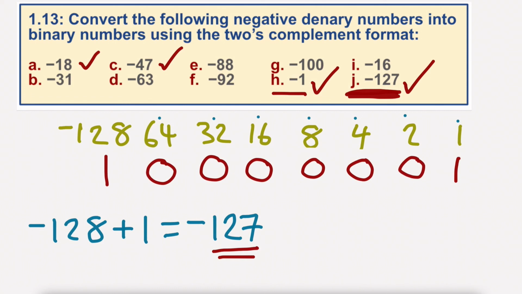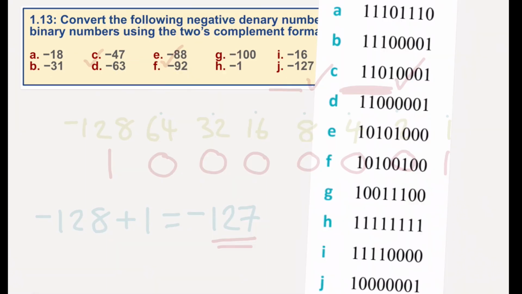So let me put the answers up, and you will be able to see at a glance. As you can see, A, minus 18, probably the hardest one on there. But the easy ones, H at the end, and then J, 1, plus the 1 at the end. So that is it.